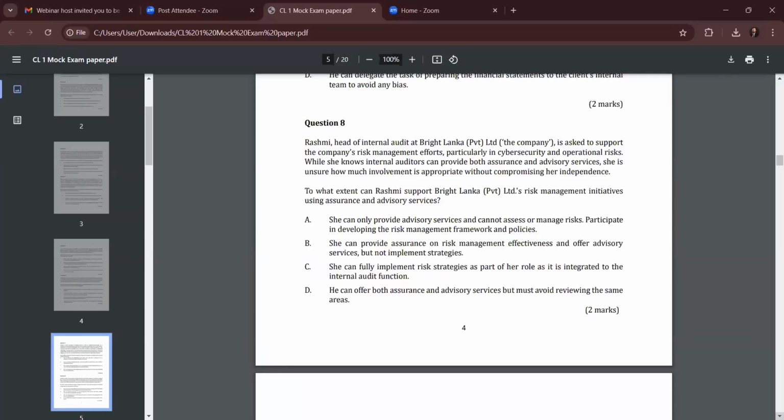Because if Rashmi goes there and does some system implementation, internal control implementation, if she is involved in that, subsequently when she audits that, a self-review threat can happen.